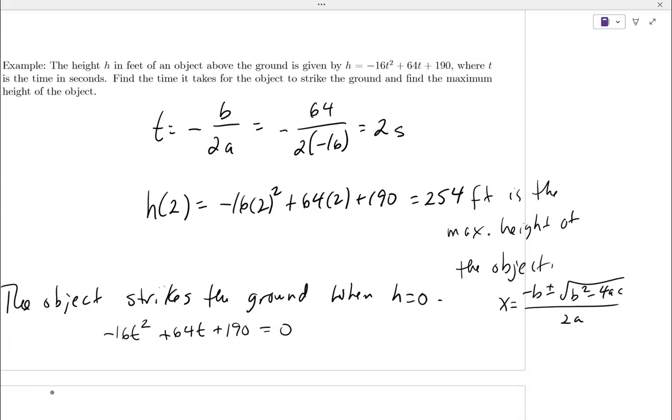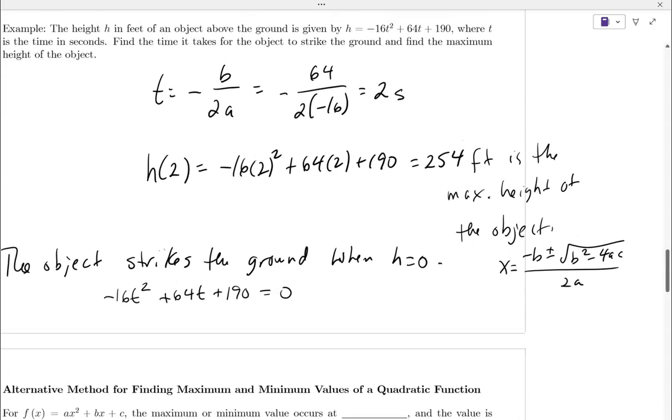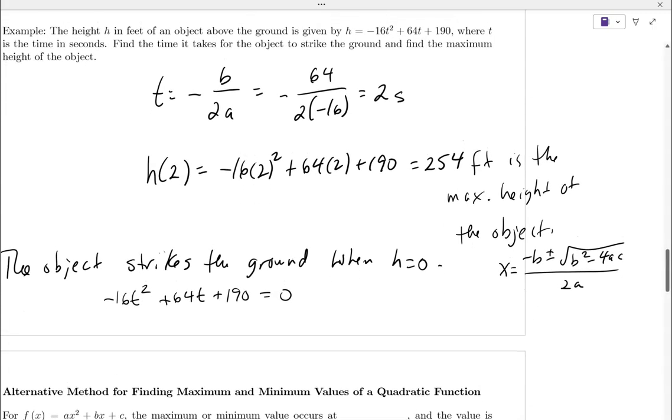All right, so we've already identified the a and the b. The c is the constant, right? So you would have x is equal to negative 64 plus or minus square root of 64 squared, minus 4 times negative 16 times 190, all over 2 times negative 16. That looks like a nice job for a calculator.